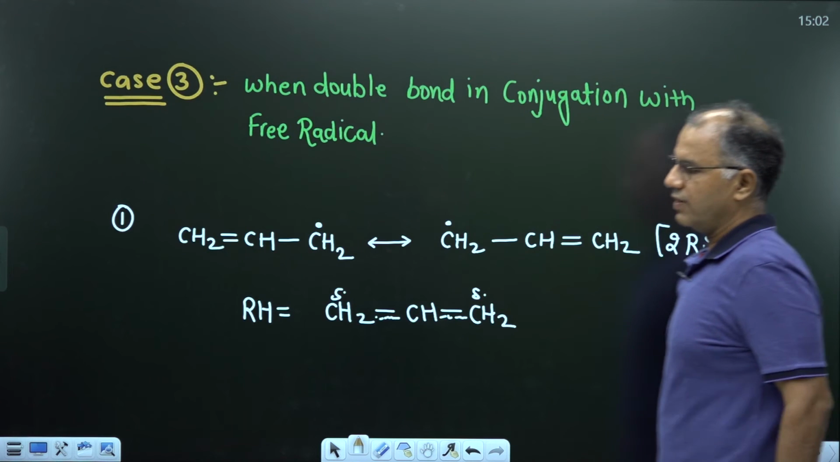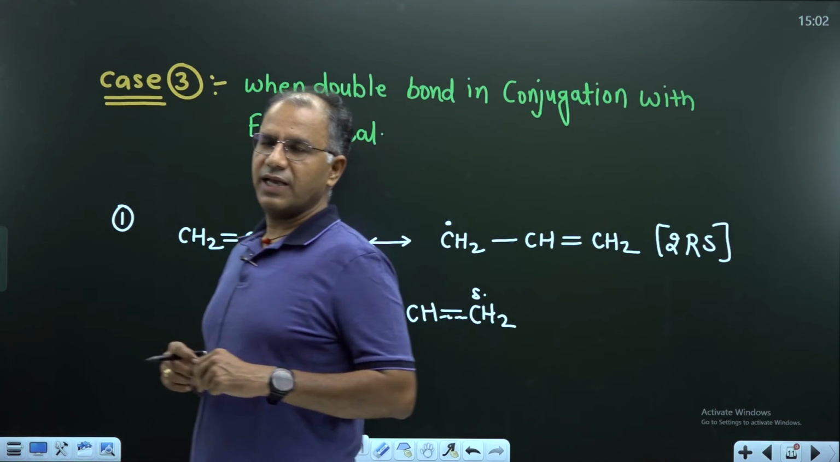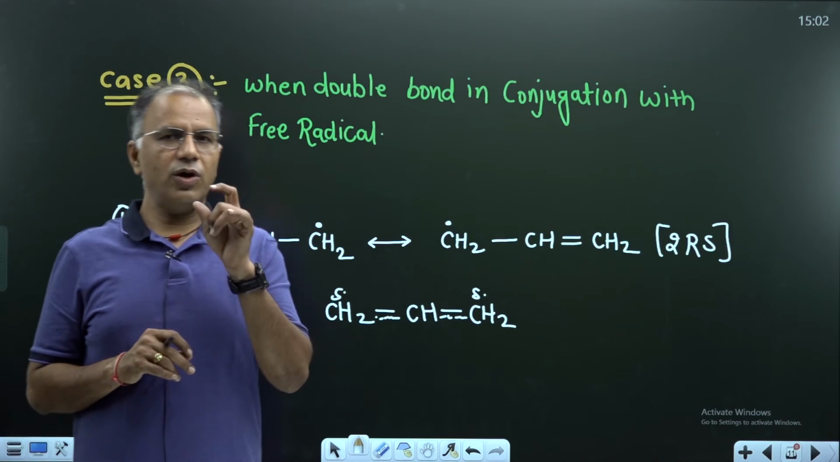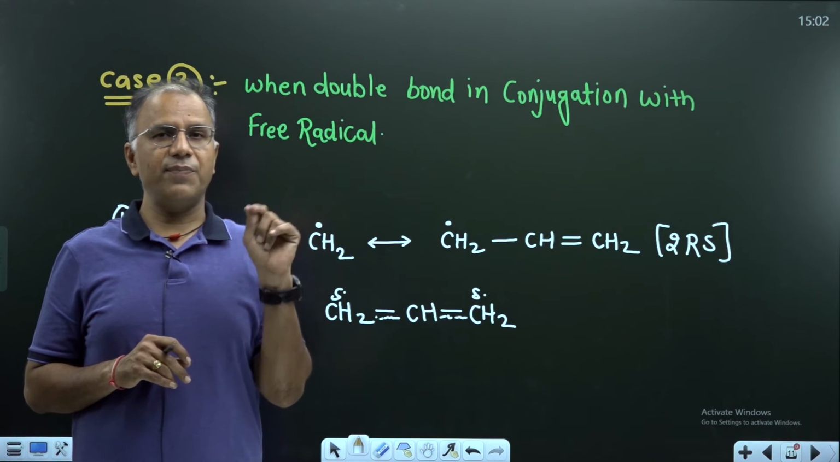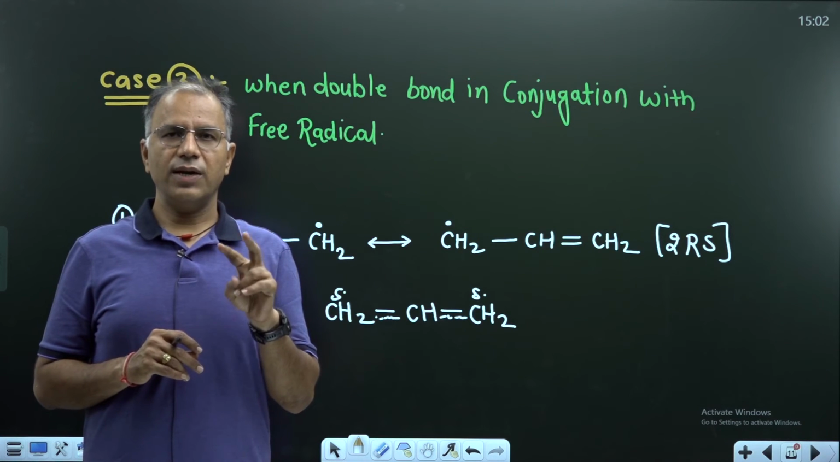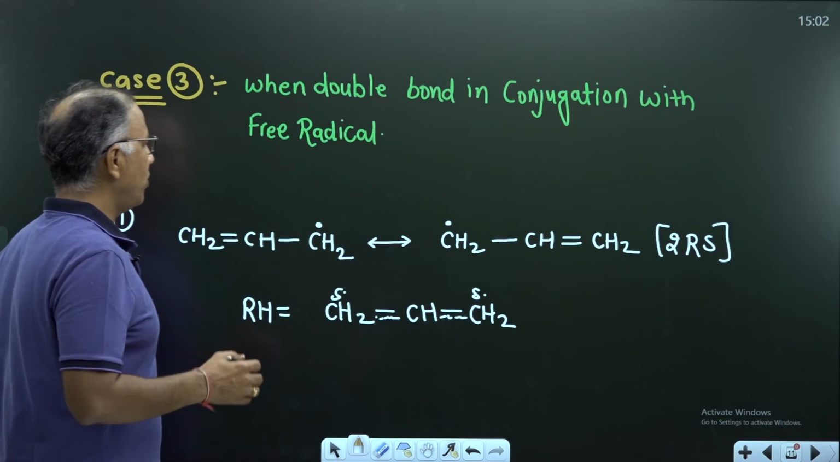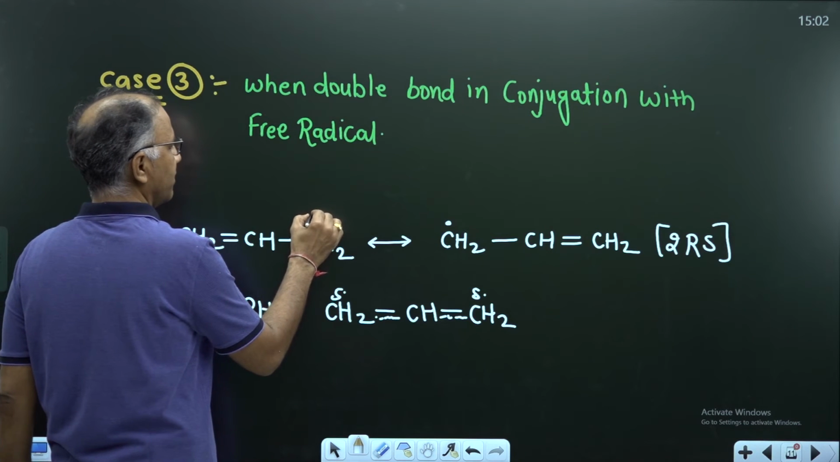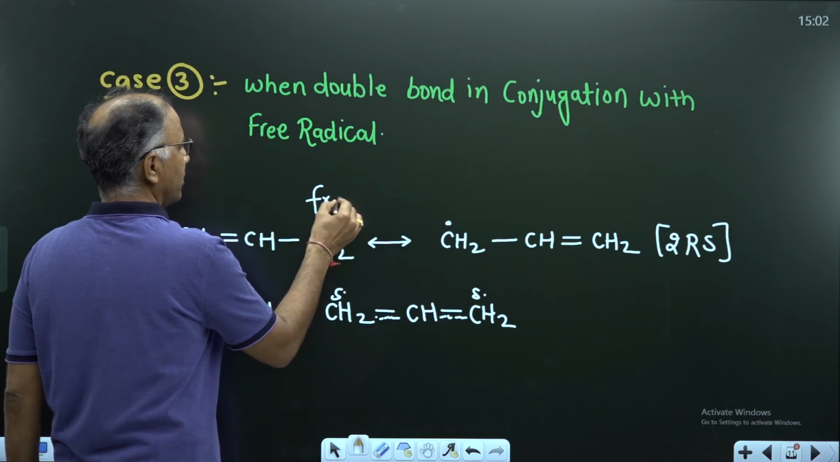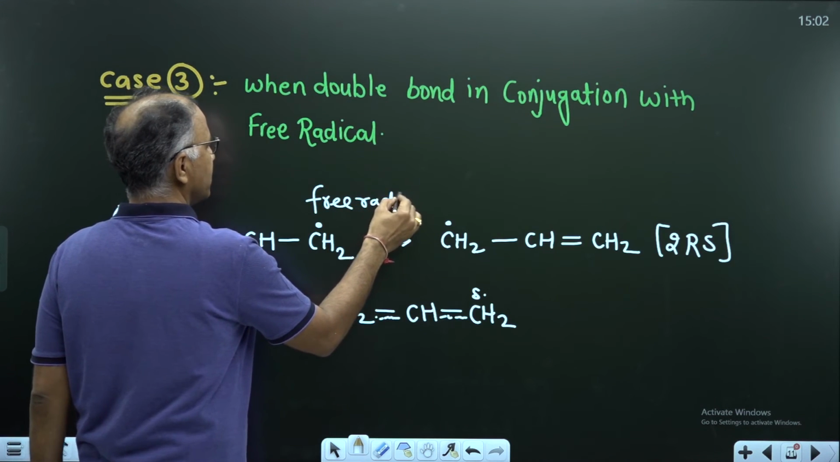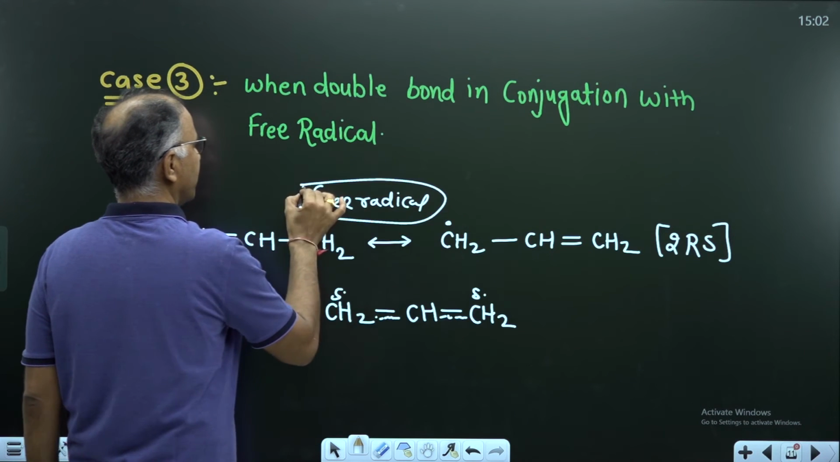Now let's start with our case 3. In case 1, what is case 1? Double bond conjugation with positive charge or vacant p orbital. Case 2, double bond conjugation with lone pair or pi electron. In case 3, double bond conjugation with pi radical. This dot means pi radical.